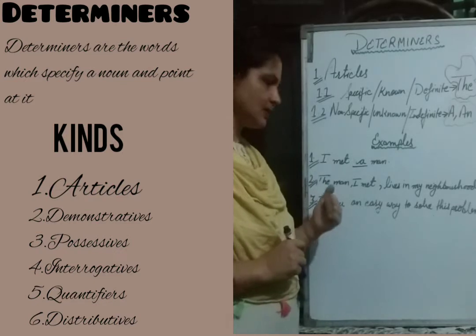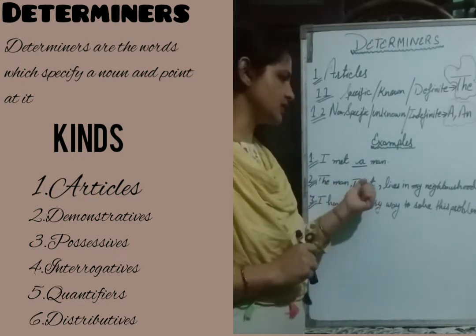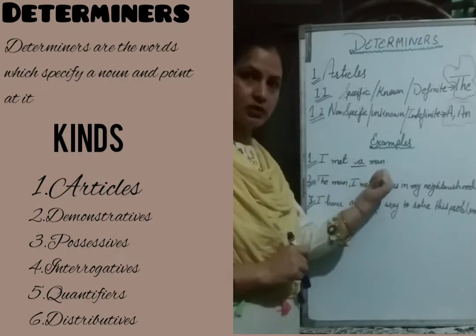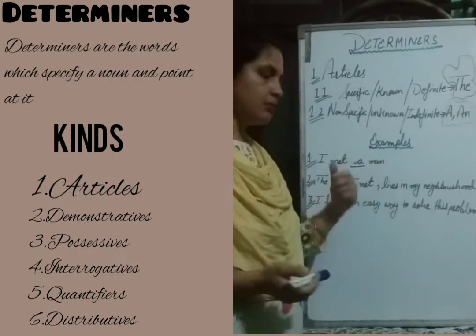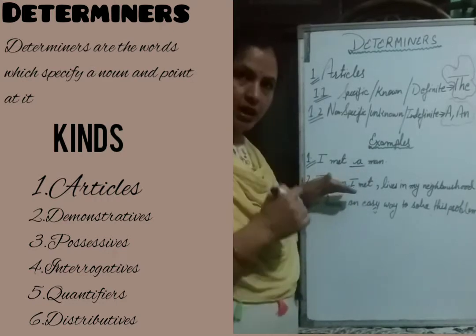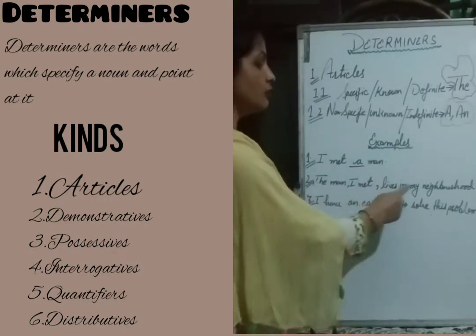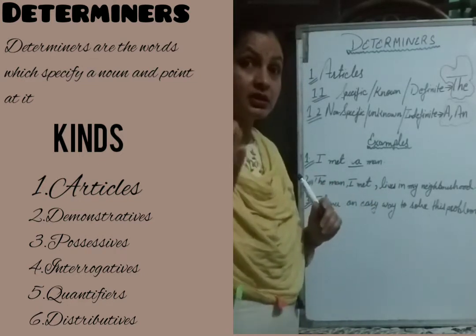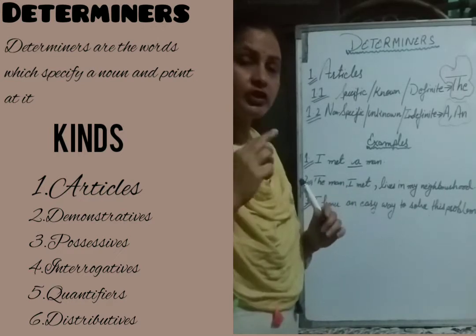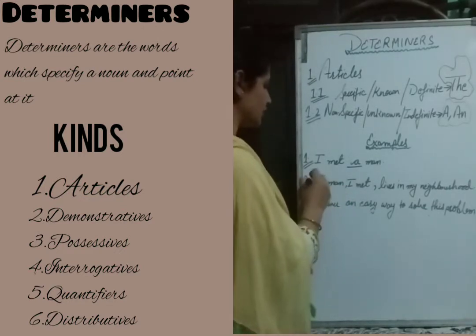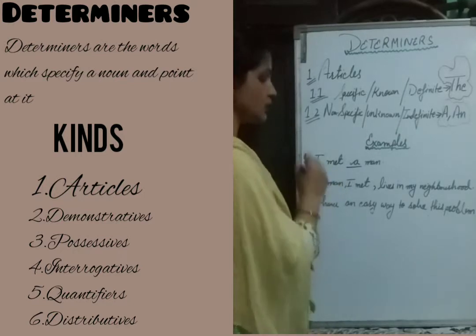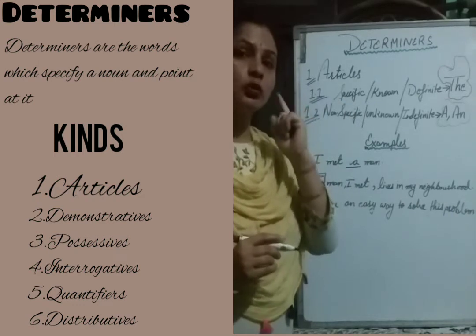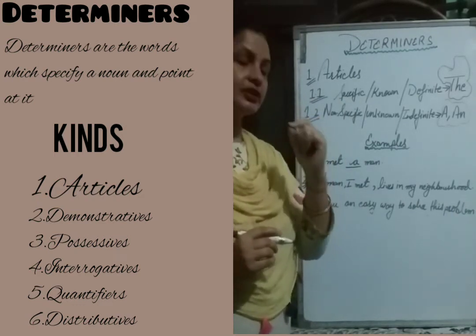Then the second sentence: the man I met lives in my neighborhood. In the first sentence the man was unknown to me, but in the second sentence the same man whom I met lives in my neighborhood. So I know that person. It means the person is known to me. Which article have we used here? That is the article the. It means that I know that person. I'm talking about one definite person.